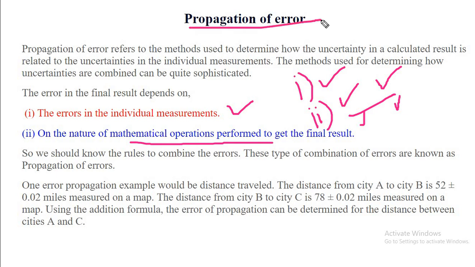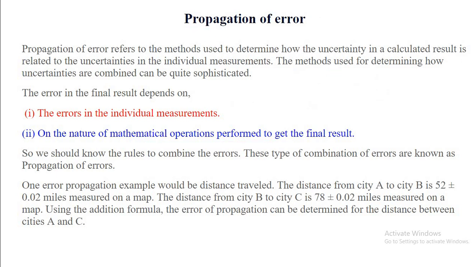For the propagation of error, we are going to represent this by a simple example. Here we are considering somebody moving from one point to another. It starts from A to B. The distance from A to B is given as 52 plus minus 0.02 miles. And then from B to C, somebody travels a distance of 78 plus minus 0.02. Now, the total distance covered. This is one set of experiment, and this is another set of experiments. So two experiments are there.